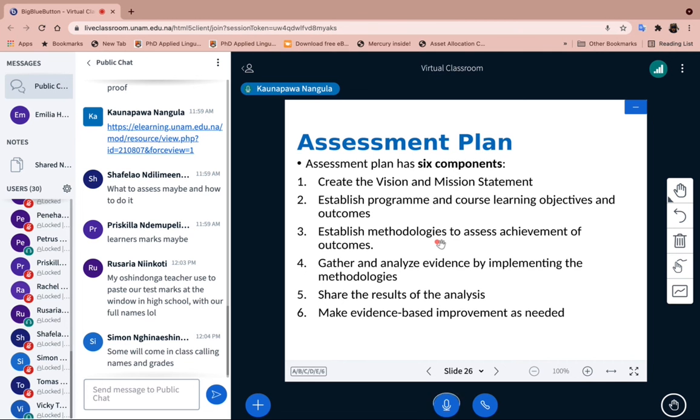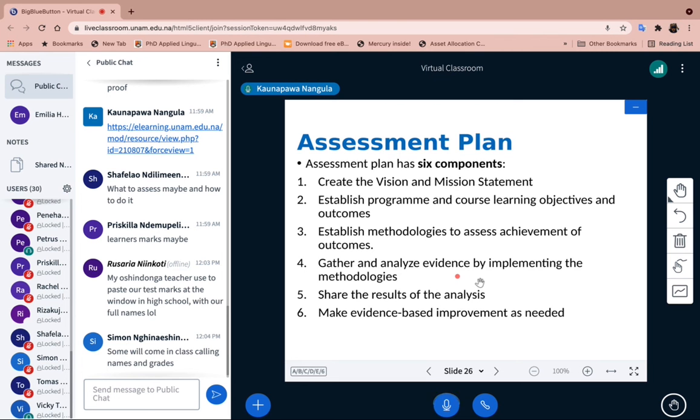What else? Yeah, their experience, their opinion. What did they think about the lessons? What did they think about the tests, for example? Do you understand? And then number 4, here you gather and analyze evidence by implementing the methodologies. So you collect the data. So here we talked about the collection of the data and how you're going to analyze it. And then here we also spoke about keeping the anonymity of the learners. Don't display their names and information. And then the next one, share the results of the analysis.